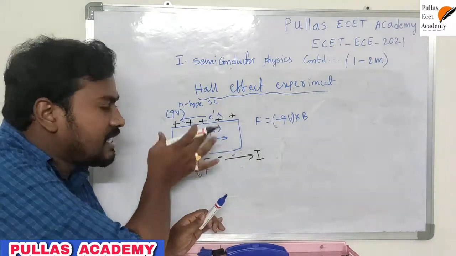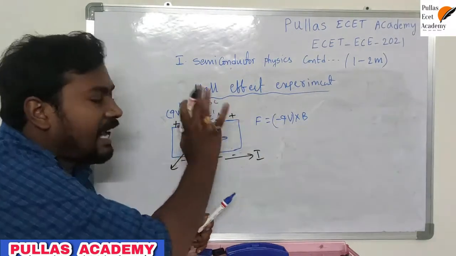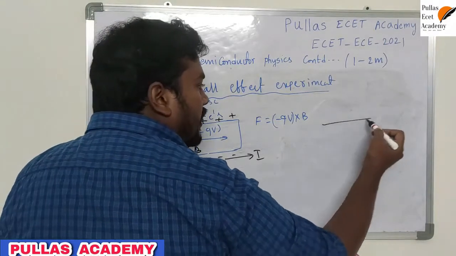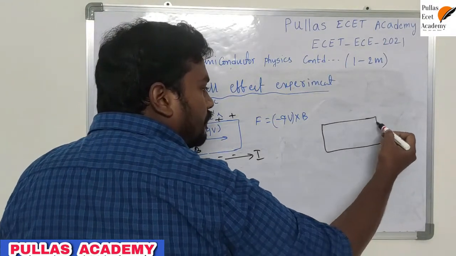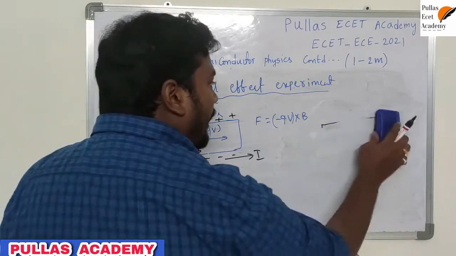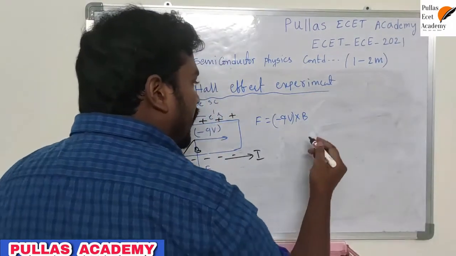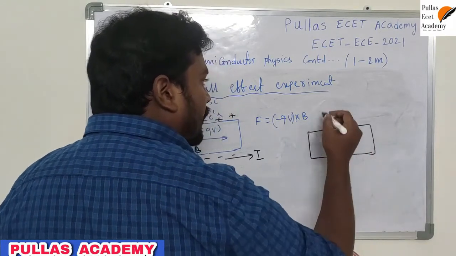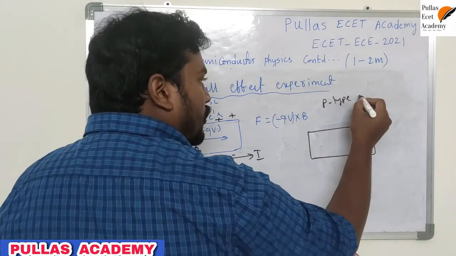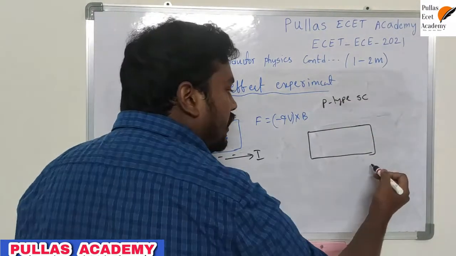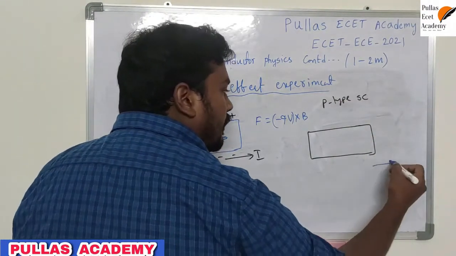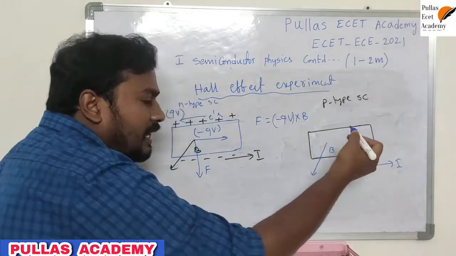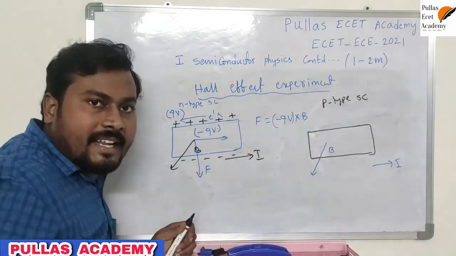Not over, just listen to me. This is for the n-type semiconductor. We do the same thing for a p-type semiconductor also. Now we take a p-type semiconductor carrying a current in the positive x direction, and a magnetic field of strength B is applied in the positive z direction.